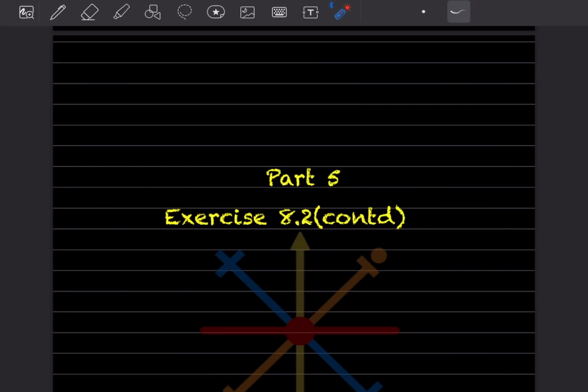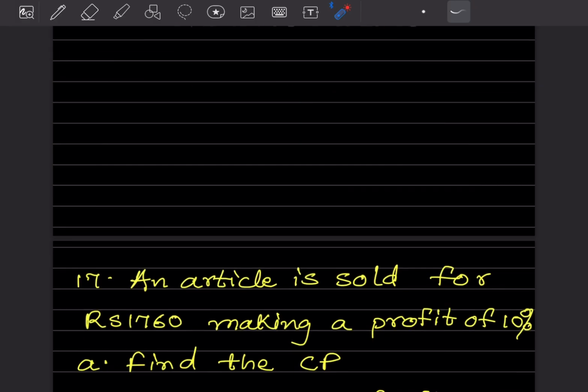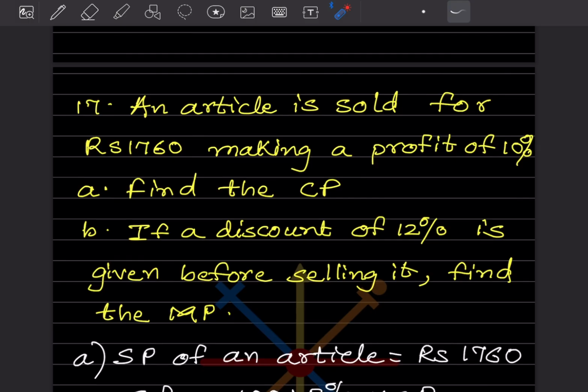So today we'll see part 5, and that will continue exercise 8.2. An article is sold for rupees 1760, making a profit of 10%, and you have to find the CP, and if a discount of 12% is given, you have to find the MP.